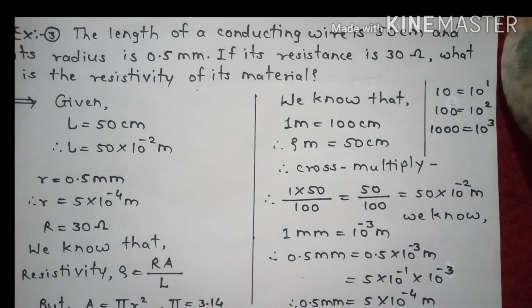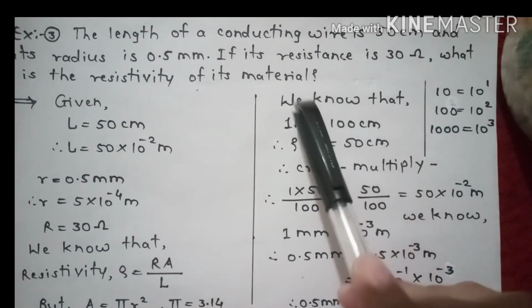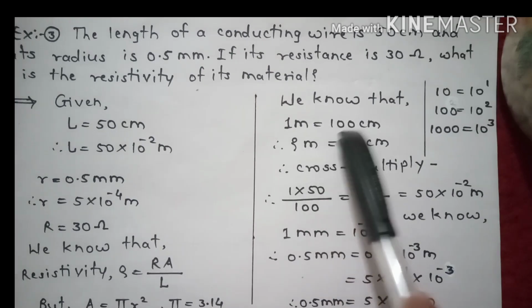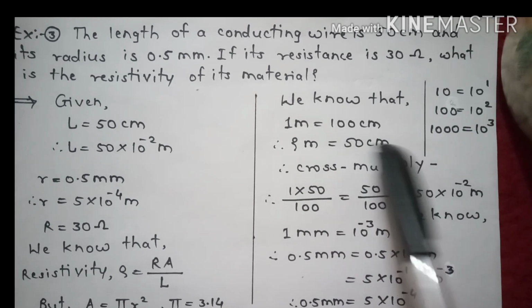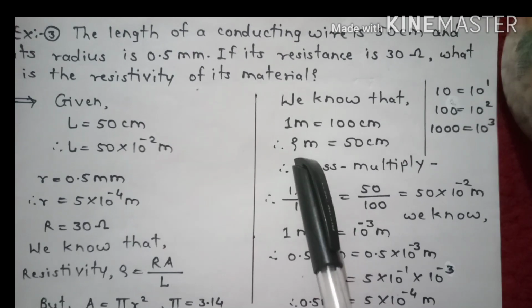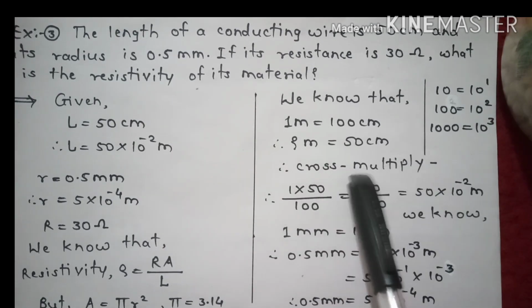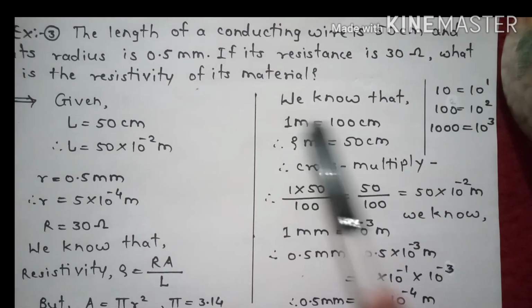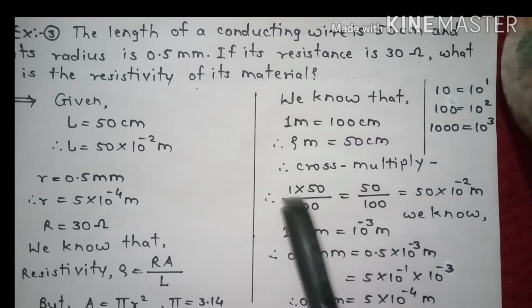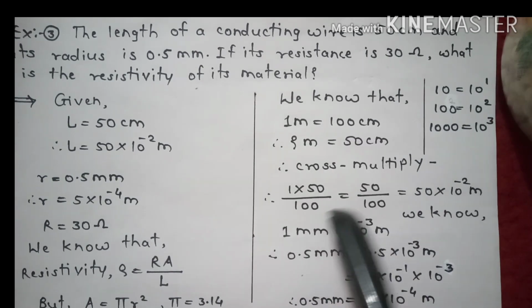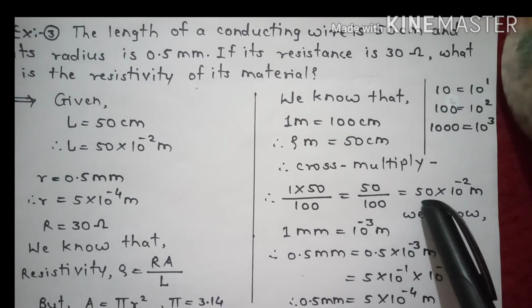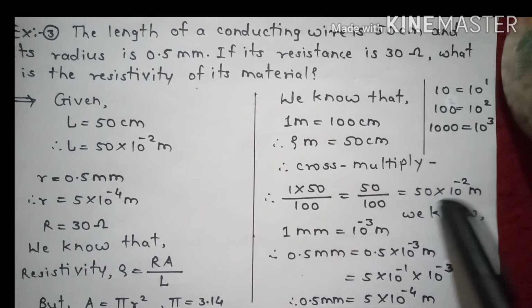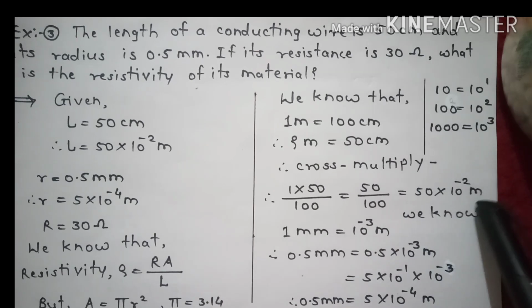How to convert that we will see. We know that 1 meter is equal to 100 centimeter. Then 50 centimeter is equal to how many meters? This is question mark. So here we will cross multiply. So after cross multiplication we will get 1 into 50 upon 100, that is equal to 50 upon 100. That is equal to 50 into 10 raised to minus 2 meter.